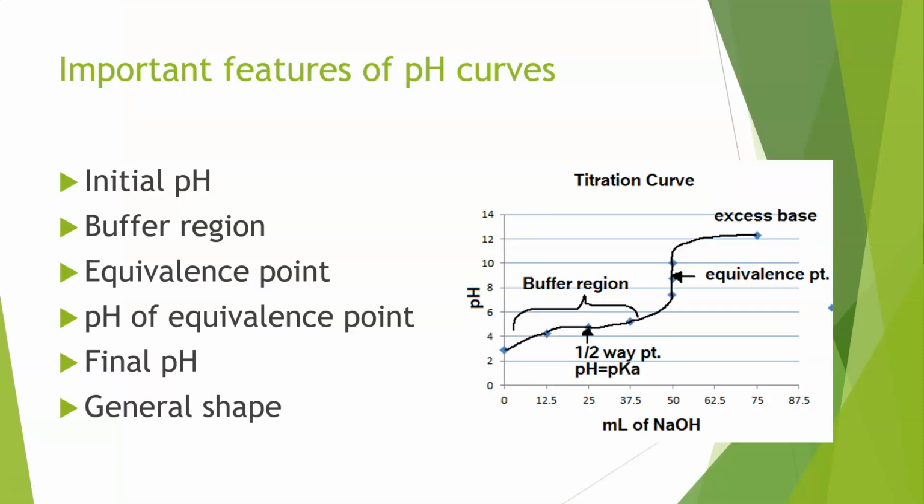So there are a number of features that you have to be able to identify in the pH curve: the initial pH of the solution, the buffer region, which is the flat region prior to the equivalence point, the equivalence point, which is halfway up the vertical line we see on the graph, the pH of the equivalence point, the final pH, and the general shape, to be able to tell if it is a strong-weak or a weak-weak combination.